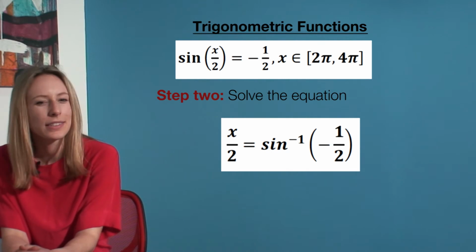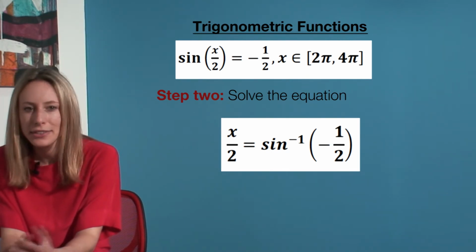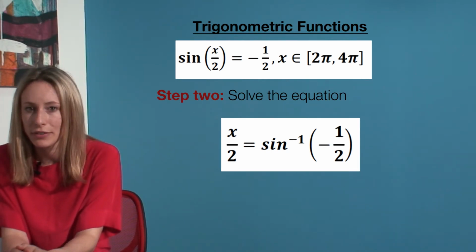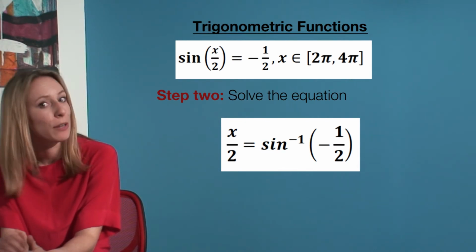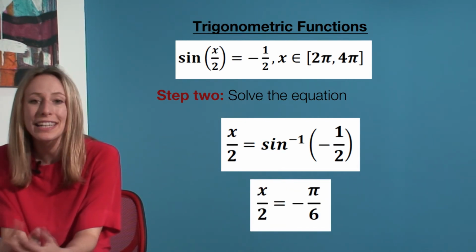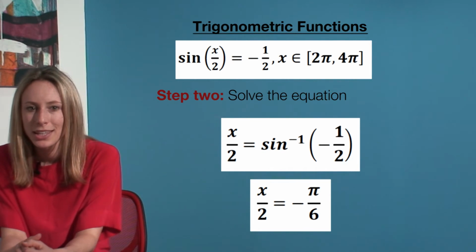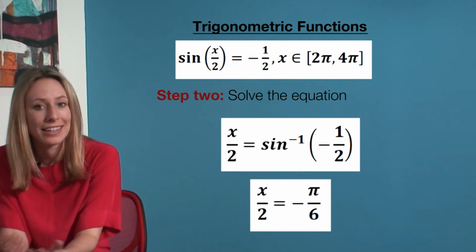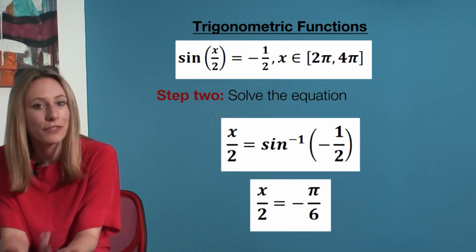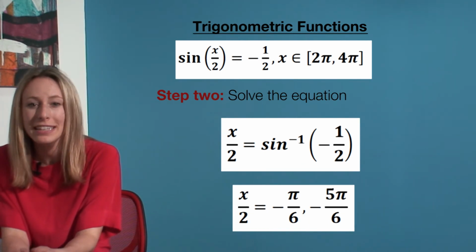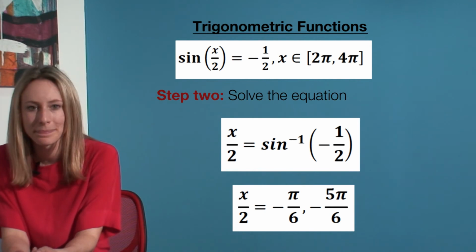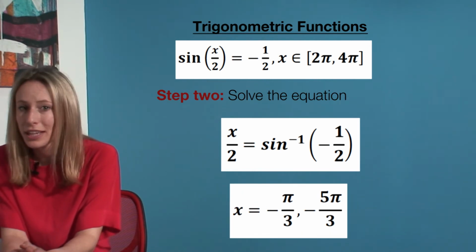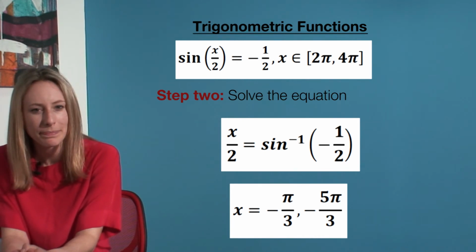Our second step is to solve the equation. x on 2 equals the inverse sine of negative a half, which, if we remember our exact values, is equal to negative pi on 6. We know that sine is negative in the third quadrant as well as in the fourth, where our answer is from. Therefore, the other value is negative 5 pi on 6. Then we times both sides by 6 to get negative pi on 3 and negative 5 pi on 3.